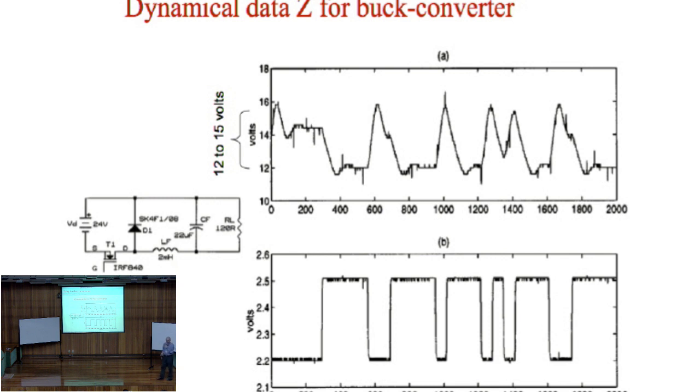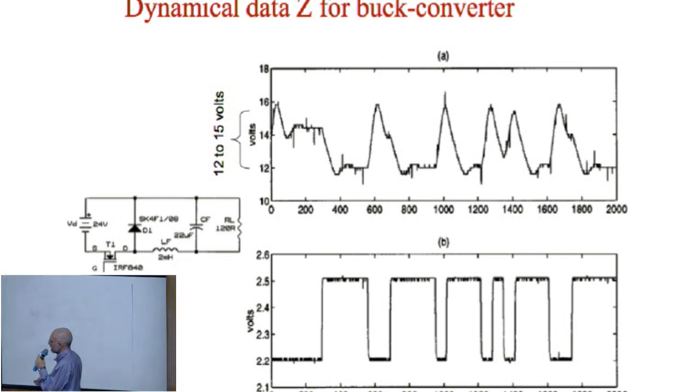We call it a DC-DC converter. So you provide DC voltage at a certain fixed level, in this case 24 volts. And depending on how you command this switch, which is a MOSFET, you have various different DC levels of voltage on the load. Okay? Just details. Here we have a set of data.